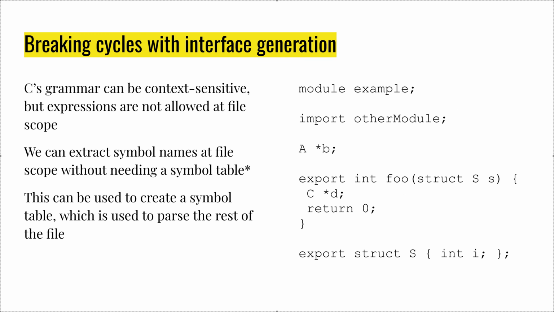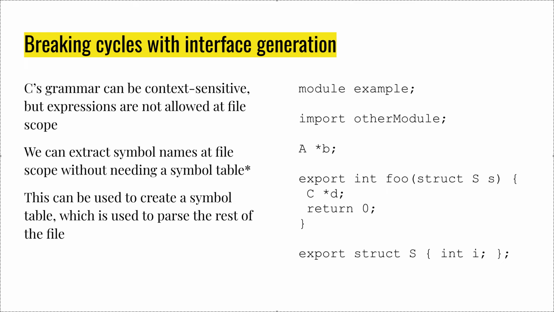The first challenge we run into is handling the context sensitivity of C. In the example on the right, A star B could be interpreted as either multiplication or declaring a variable B of type pointer to A. Well, actually, this case is not ambiguous because expressions are not allowed at file scope. It just so happens that C is not context sensitive outside of expressions, so we can extract file scope symbol names without needing a symbol table.